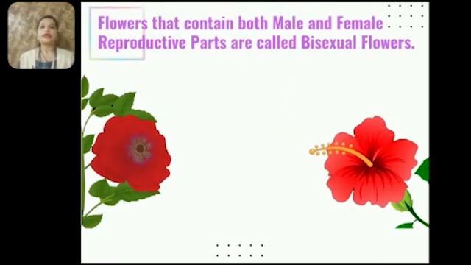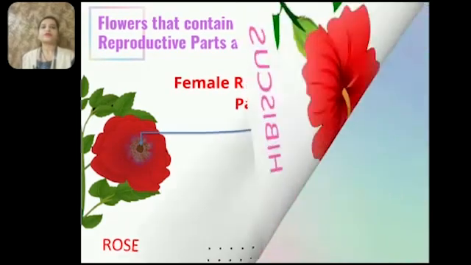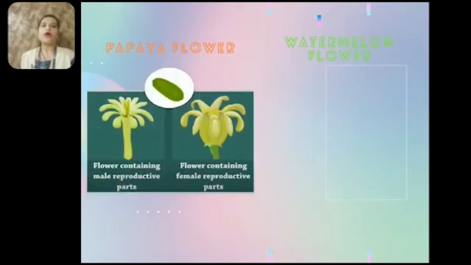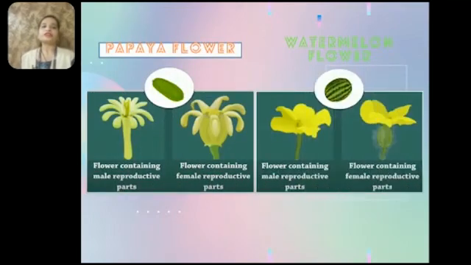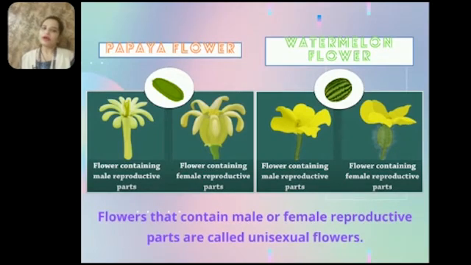Flowers that contain both male and female reproductive parts are called bisexual flowers. Example, hibiscus and rose. Flowers that contain male or female reproductive parts are called unisexual flowers. Example, papaya and watermelon flower.